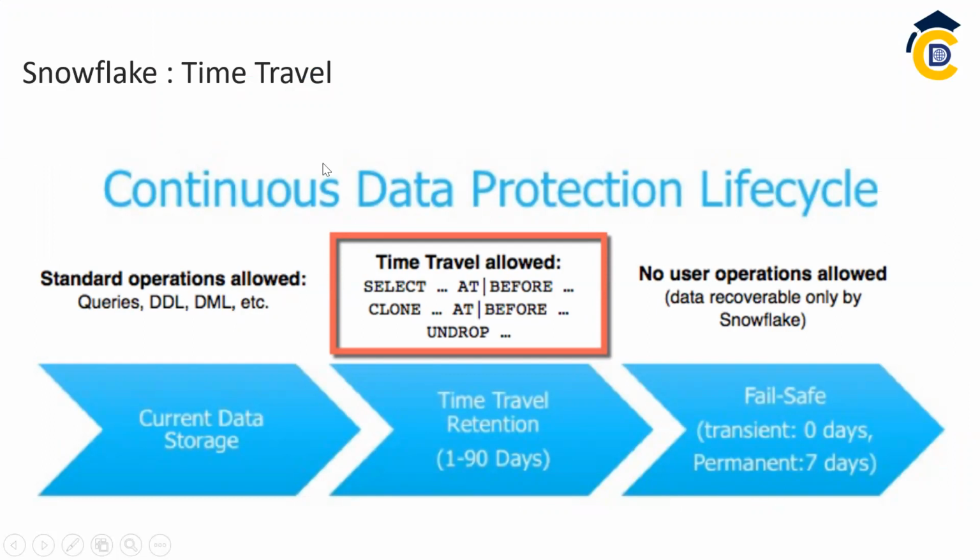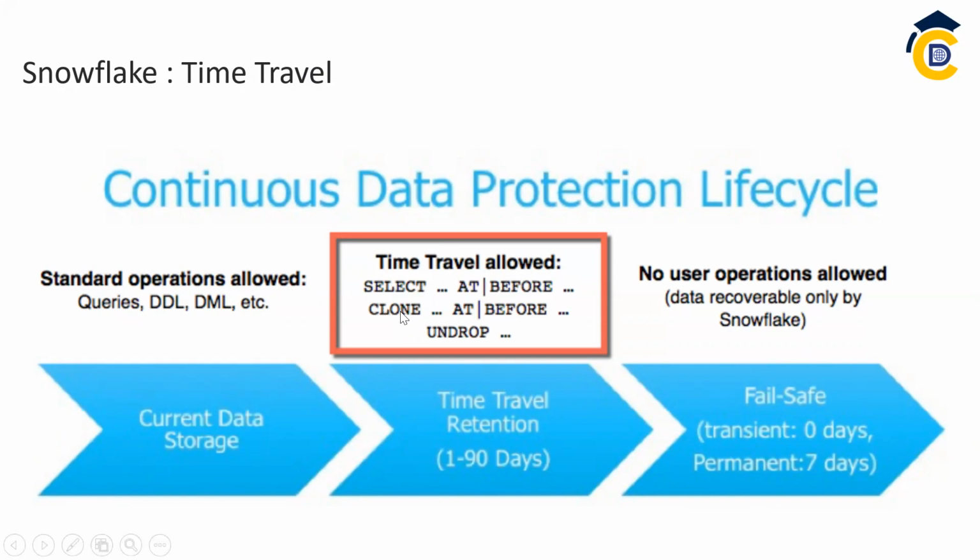See, this is also called the continuous data protection life cycle. Okay. So see, standard operations allowed. This is the current stage data storage, so you can do your queries, DDL, DML, etc. Then this is the time travel allowed. So select at or before, both have the same meaning. You can say select at that particular time or before that particular time, or even that particular query ID. Before this query ID, give me the past data. That also you can do.